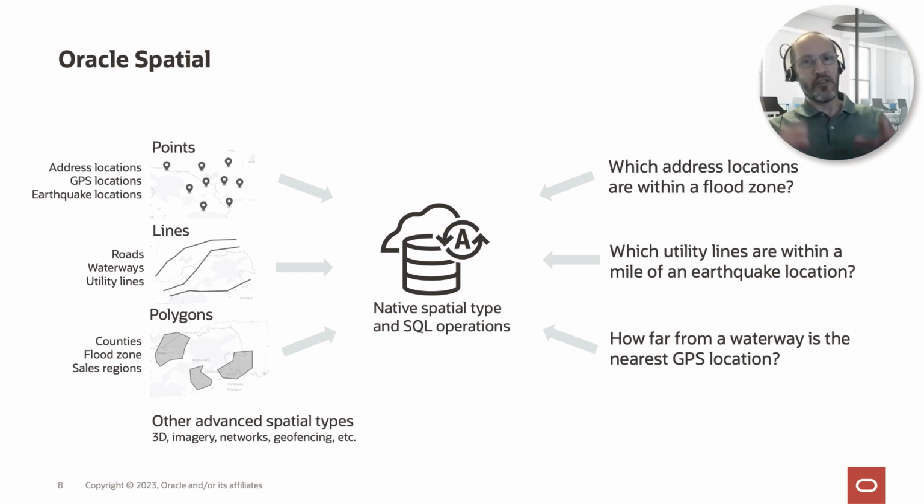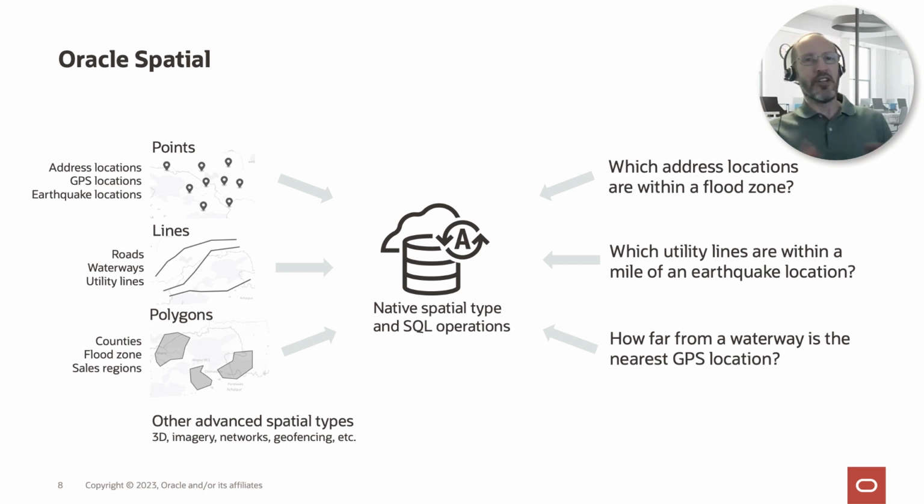And polygons or areas. So for example, administrative areas like provinces and counties and states and postal code areas, natural hazard areas like flood zones, and business defined areas like sales territories and reporting regions are all examples of polygons. And so points, lines, polygons, these geographic items, these elements, are all stored natively.